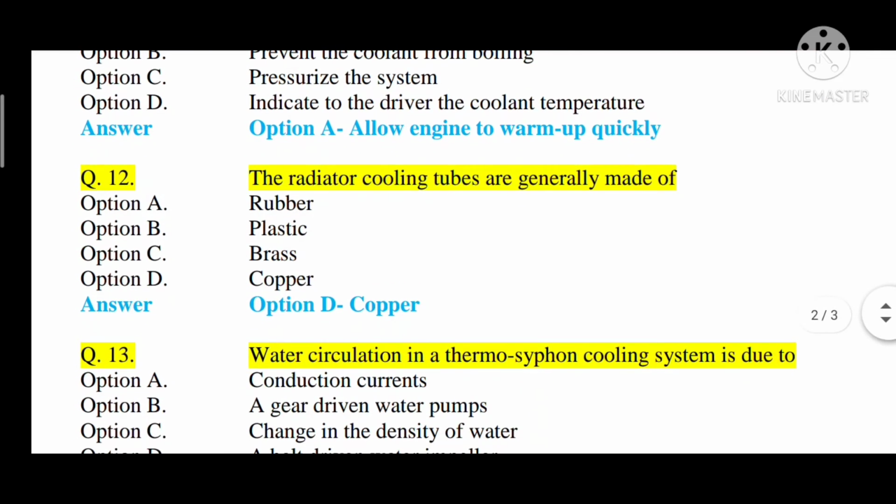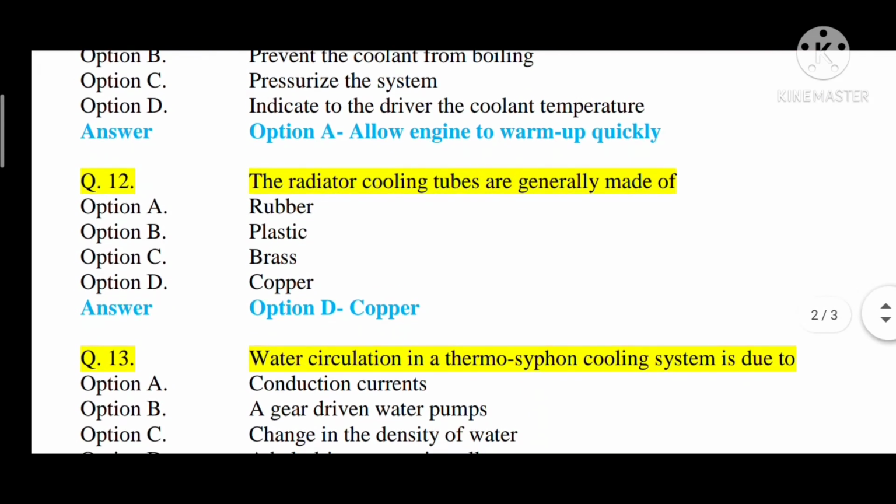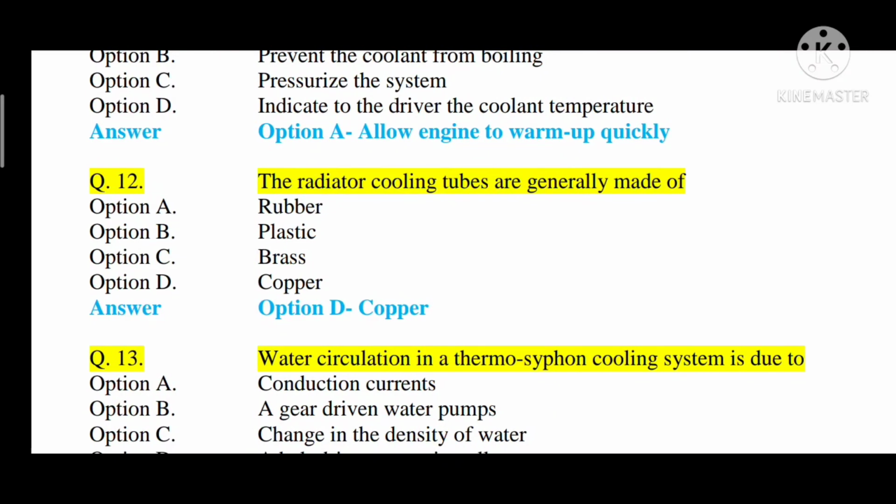Question number 12. The radiator cooling tubes are generally made of option A, rubber. Option B, plastic. Option C, brass. Option D, copper. So correct answer is option D, that is copper.